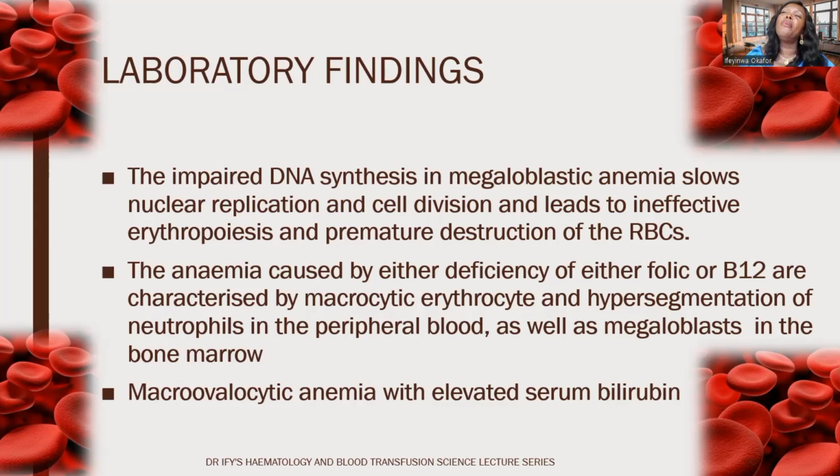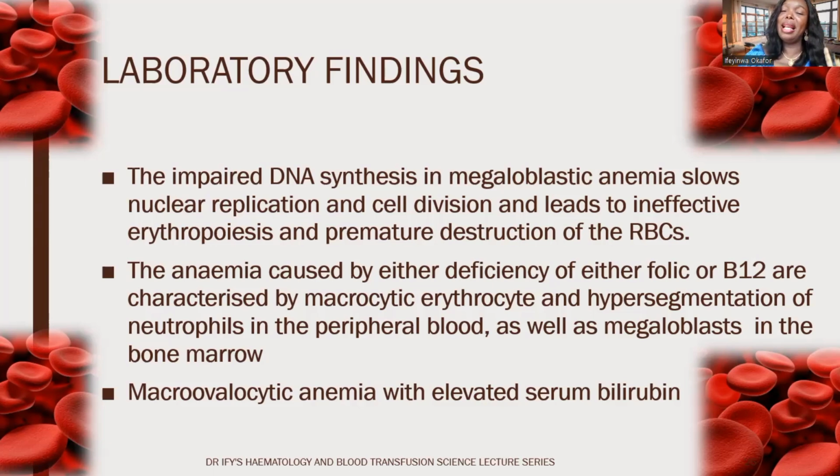Megaloblastic anemia can also be called a form of macrocytic anemia. So it is characterized in the peripheral blood by macrocytic erythrocytes. That's erythrocytes that are bigger than what they should be, with MCV above 110 femtoliters, and hypersegmentation of neutrophils in the peripheral blood, as well as in the bone marrow. You have megaloblasts. You also have macro-ovalocytic anemia, that is macrocytic anemia, and elevated serum bilirubin.